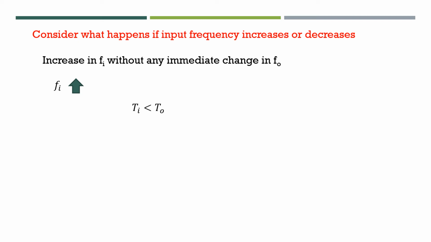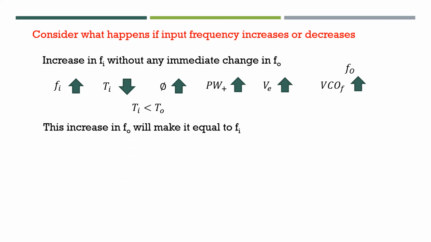If we consider the time period of the input is less than the time period of the output, then Ti decreases. If Ti decreases, the phase angle phi between the input and output increases. PW plus increases, VE increases, and F0 also increases. So if Fi increases, it makes the output frequency also increase. Thus the increase in F0 will make it equal to Fi.